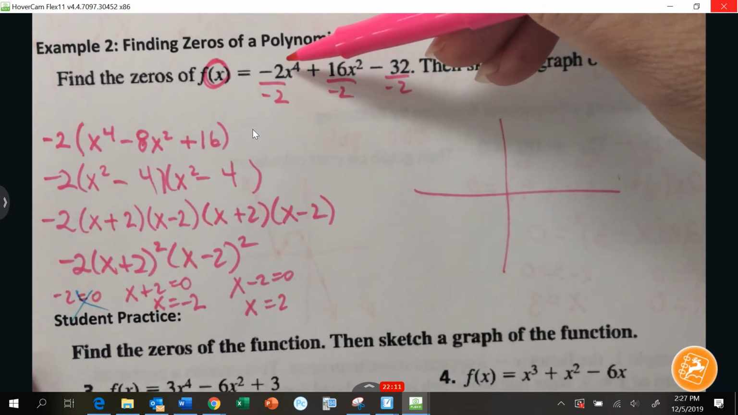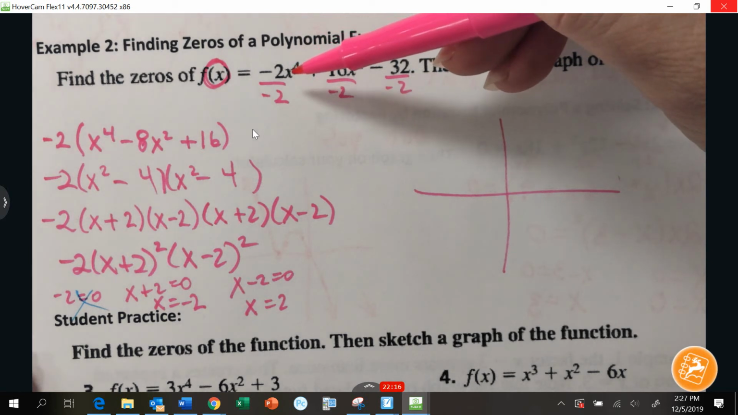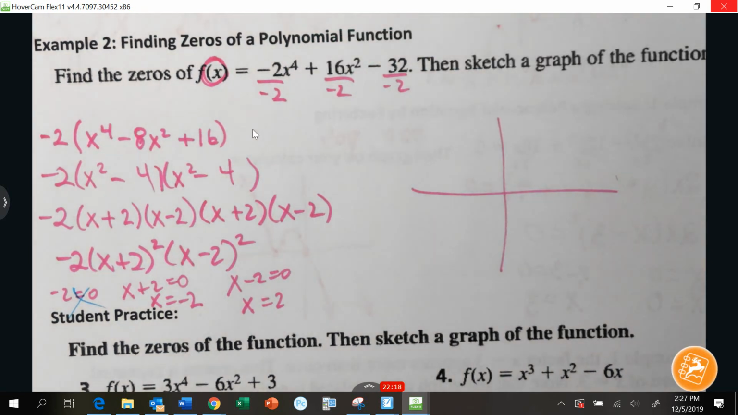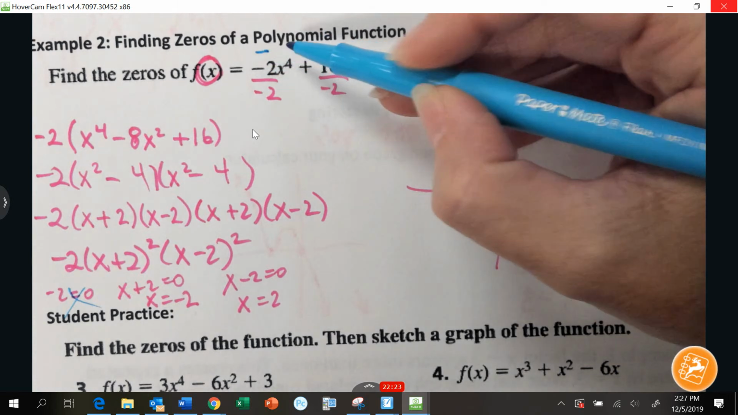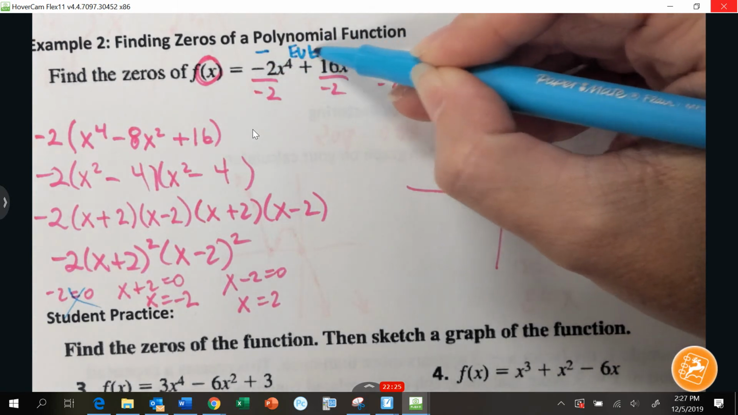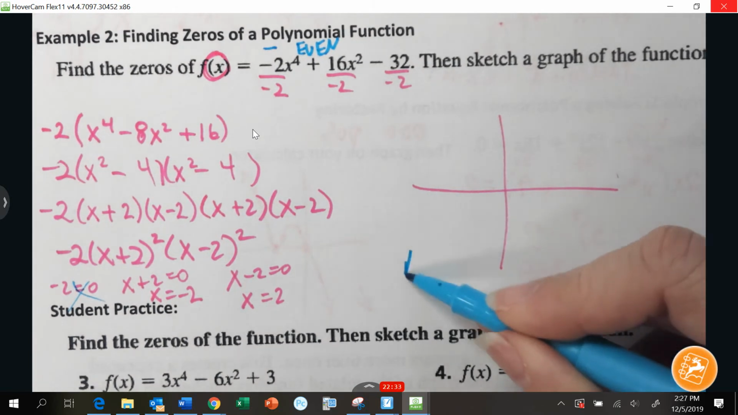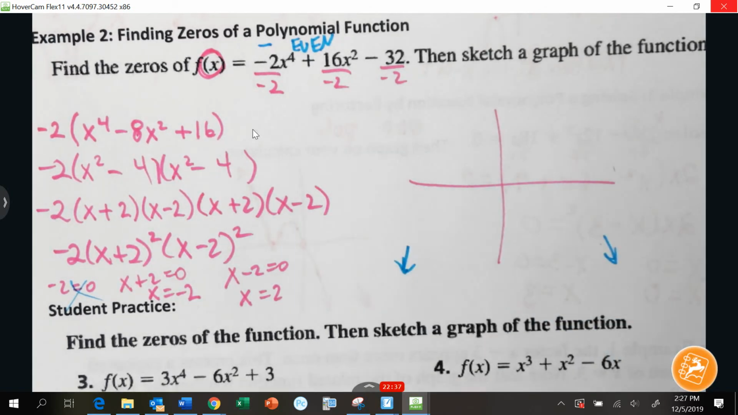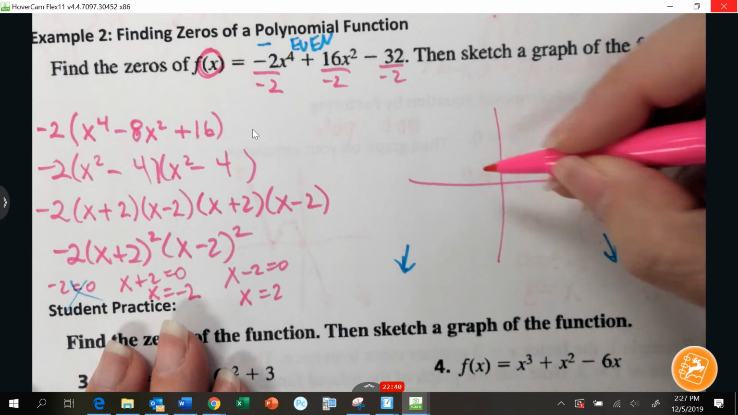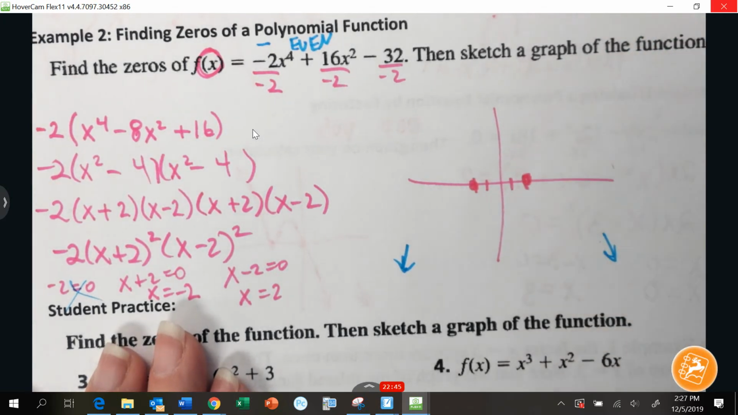So our degree is 4, and our leading coefficient is negative. So what is the end behavior? It is negative, and it is even. So it's just like a parabola that is negative, only it's not a parabola. Evens are just like parabolas. So the ends are going to be facing down. That's what even and negative does. We also have x-intercepts at negative 2 and at positive 2. But how many are there?